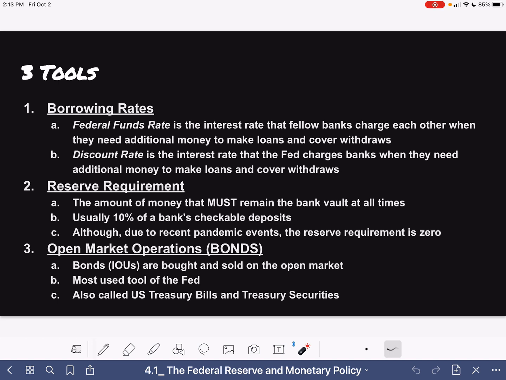The third tool of monetary policy is open market operations, or bonds. So we are mostly going to be seeing changes in the reserve requirement and changes in bonds as our main tools of monetary policy. So bonds, those are the IOUs, are bought and sold on the open market, which is just the technical term for bond sales. This is the most used tool of the Federal Reserve. It's super easy. They put bonds on the open market, or they take bonds off the open market. Bonds are also called treasury bills and treasury securities. So that's another way that you could see open market operations or bonds phrased.